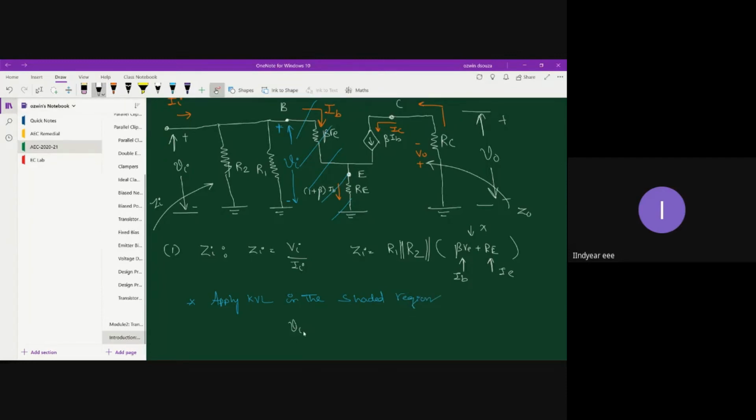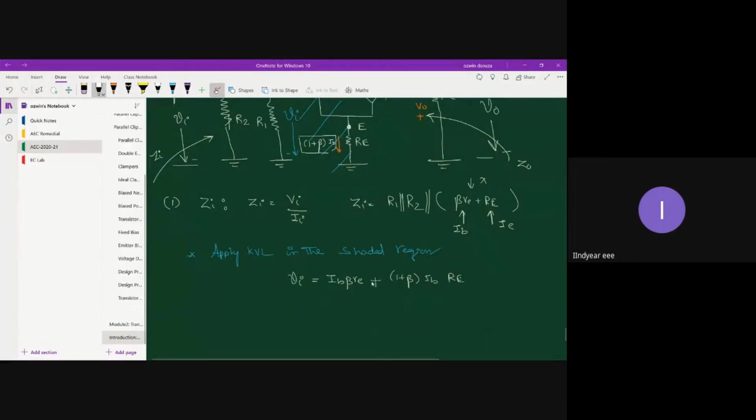Input voltage VI is equal to the drop across the two resistors. So what is the first voltage drop? Can I hear some answers? IB into beta RE, plus what is the drop across the second resistor? What is the current flowing through capital RE? It is (1 plus beta) IB. This is the whole product, right? So it is (1 plus beta) into IB into capital RE. Now I can call it a series connection because through both the resistors, current IB flows.